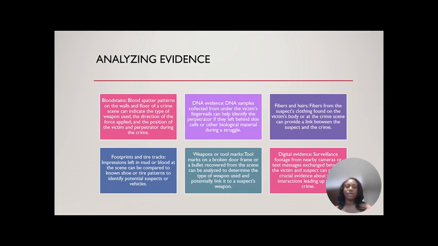Weapons or tool marks. Tool marks on a broken door frame or a bullet recovered from the scene can be analyzed to determine the type of weapon used and potentially link it to a suspect's weapon. Digital evidence, surveillance footage can always help us.